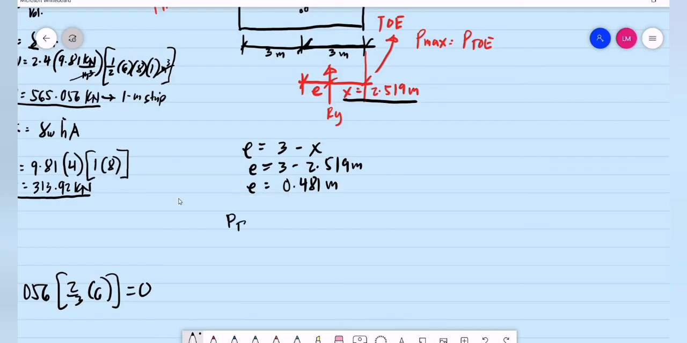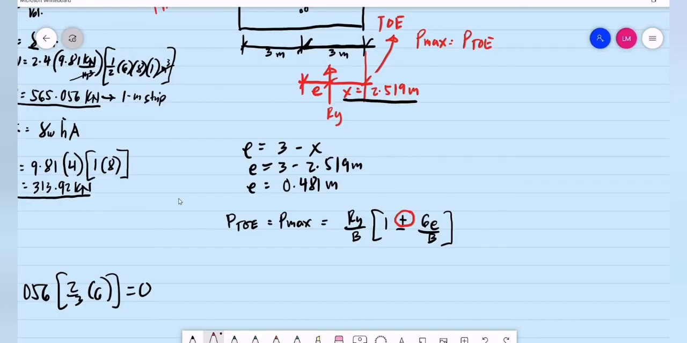Okay, so required is the pressure at the toe. The pressure at the toe, based on the location of the reaction at the base, is basically equal to the pressure maximum. How do we compute for the pressure? That's equal to Ry divided by the base width, multiplied by 1 plus or minus 6 times the E divided by the base. But again, if we are computing for the maximum, we have to use addition.